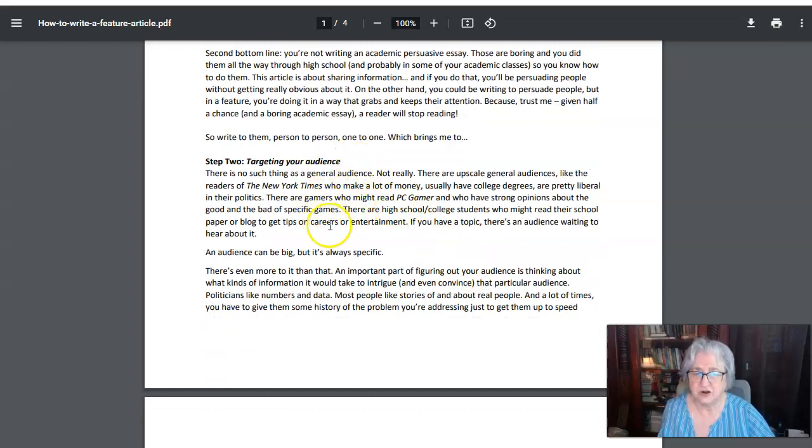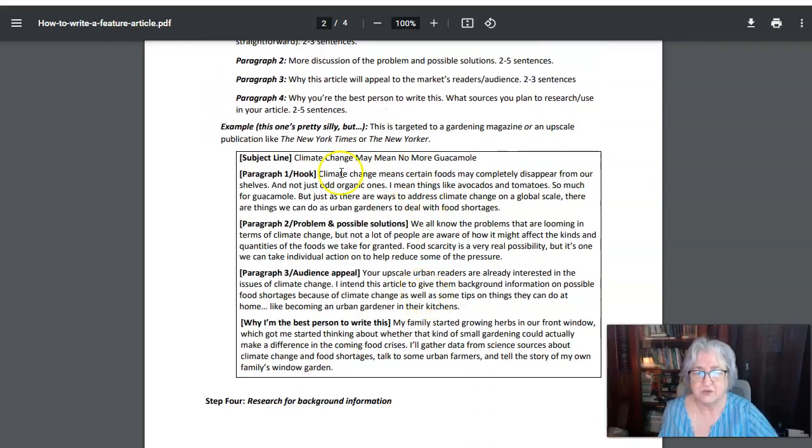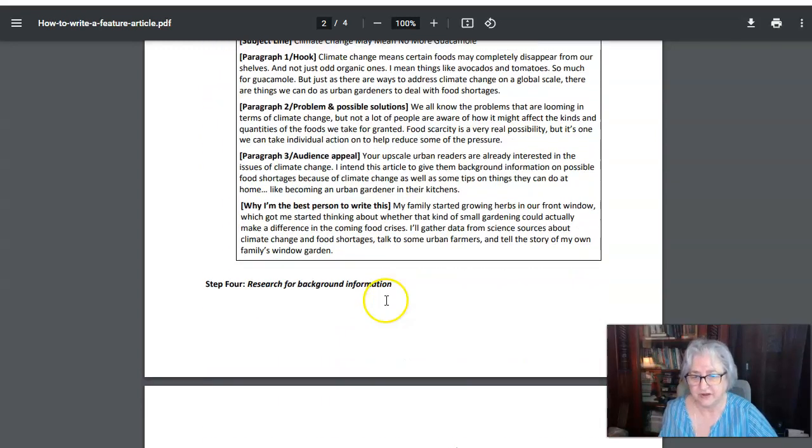So this is about targeting your audience. New York Times, PC Gamer, right? The pitching your article, I'll get back into, but you're going to pitch your pitch. This is what you do in journalism, is you pitch articles. Film too, you pitch articles. And this is how to pitch one, and I'll go through it a little bit more in the next video. But this is what a pitch looks like. It's got the subject, gives us the hook, a little bit more about it, why it appeals to people, and why you're the best person to write it. So here's a silly example that I wrote.